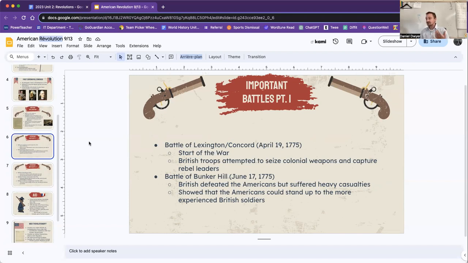Next important battle we're going to see is the Battle of Bunker Hill. So we actually are going to see the British defeat the Americans here. But the big reason is the Americans actually run out of ammo. So they shoot so many of the British soldiers that they run out of ammo. So you're going to see a huge disparity in the number of soldiers killed, right?